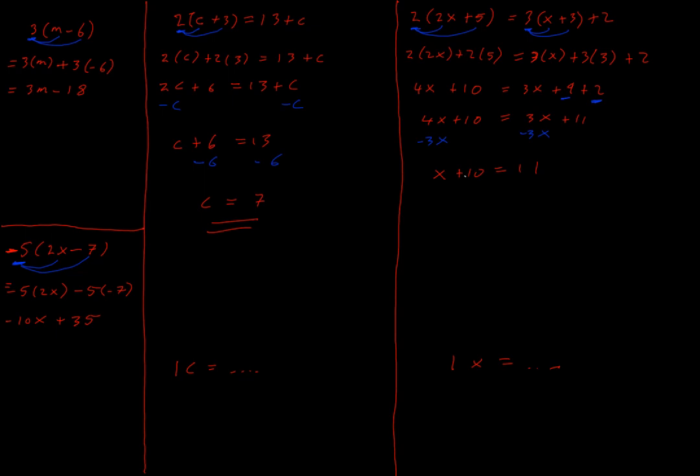Now I don't want to have 10 on my left hand side. I want to have 0 numbers on my left hand side, so I'm just left with 1x on the left. So how am I going to get to 0 numbers here? If I'm at plus 10, I'm going to take away 10. And to keep my balance, I must take away 10 on the right hand side as well. So x is going to be equal to 11 minus 10 is 1. And that's my final answer. I have things the way I want. I have 1x is equal to a number.